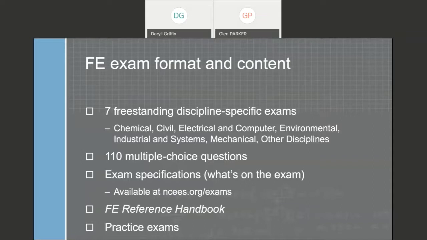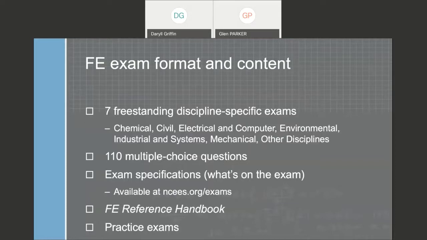If you wanted to be a software engineer, unfortunately, there's not a discipline-specific exam at this level, so you would need to take the electrical and computer exam, which would probably be the closest one because that's where the software questions would be. So the exam's made up of 110 multiple-choice questions, and you can go out to the NCEES website and see all the different specifications for the different types of questions. You can download what's called the Supplied Reference Handbook, and you will be given an electronic copy of that to use during the exam, but you can go ahead and download it ahead of time and practice with it.